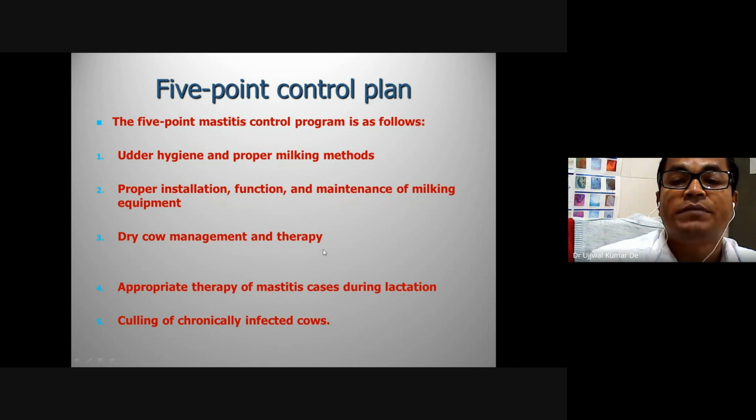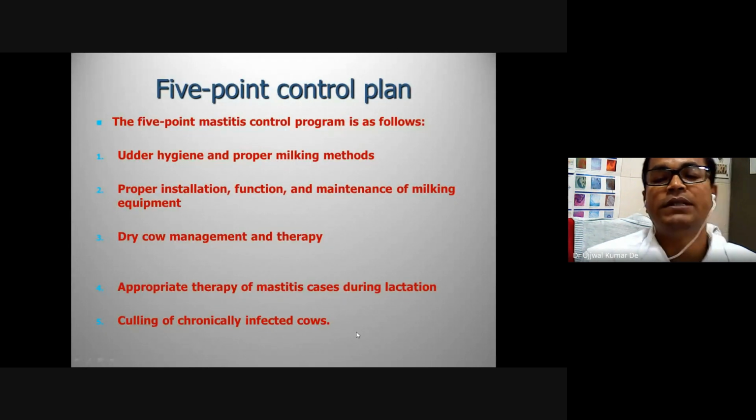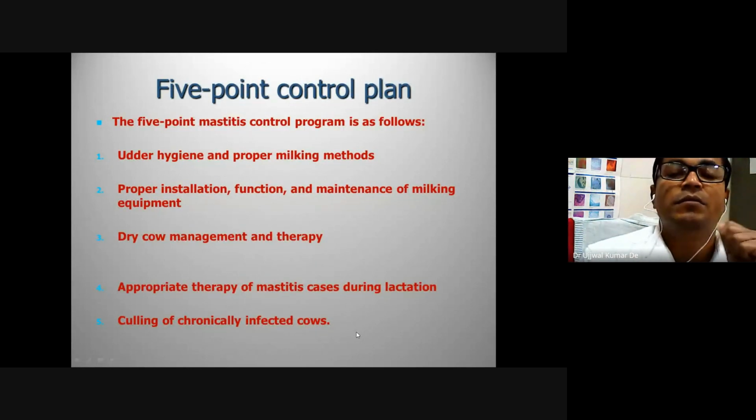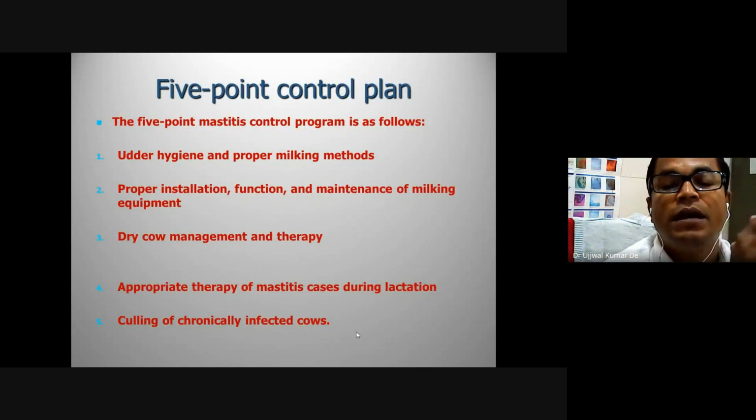Then dry cow management therapy. I have already told you about dry cow therapy. At the end of the milking, you have to put in a long-acting antibiotic, or sometimes a teat sealant. Then appropriate therapy for mastitis cases. Then culling of chronically infected animals. What is a chronically infected animal? They should be culled immediately. Otherwise, this type of animal is a source of infection, because milkers will milk this animal and then touch the healthy animal. So they help to spread the contagion.